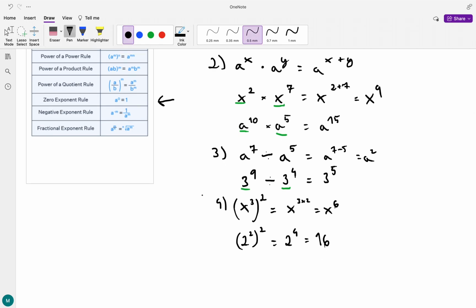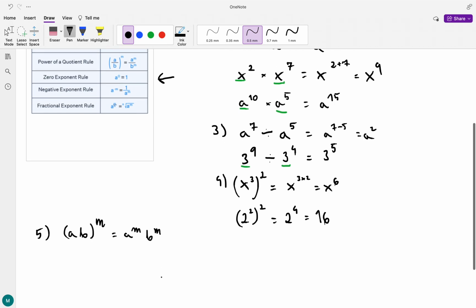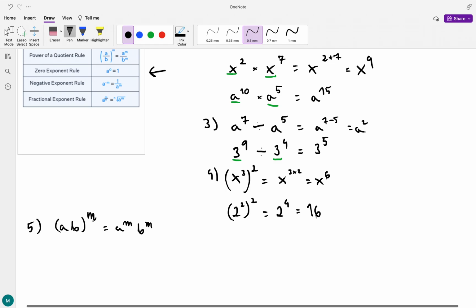Okay, next we have a power of a product rule. Okay, that's a mouthful, but also a very useful rule. So in this case, we have two different bases, a and b, but they're raised to the same power, m. So you can simply write, okay, this is a to the power of m times b to the power of m. So you are basically applying the power to both bases. I think that's the best way to put it.